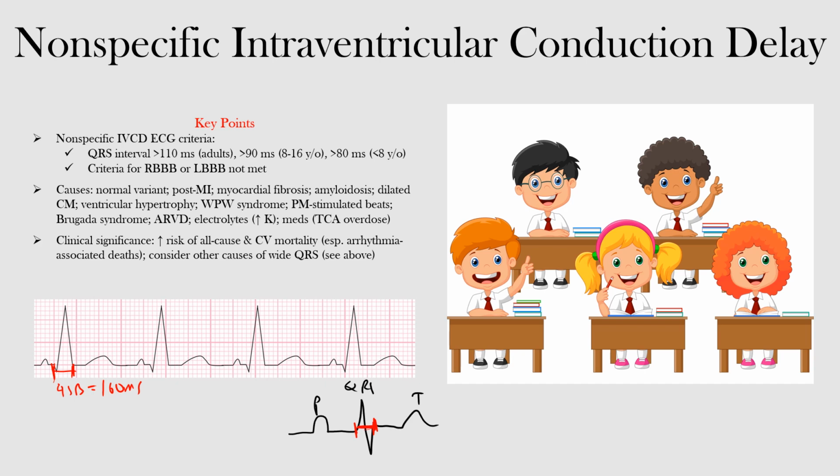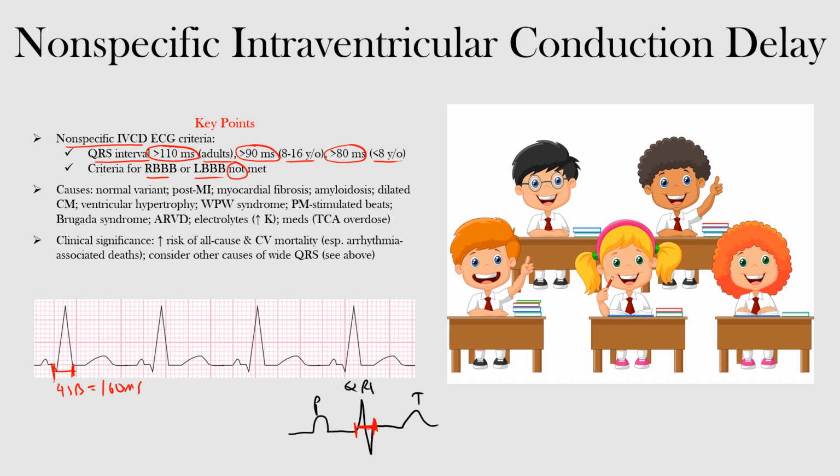All right, let's briefly review what we discussed before we end here. So again, nonspecific intraventricular conduction delay: what you're looking for is pretty much a wide QRS complex. Notice that it varies in adults, children 8 to 16, and children less than 8 years old. For adults, we're looking for greater than 110 milliseconds. For 8 to 16 years of age, greater than 90, and for less than 8 years old, greater than 80 milliseconds. Now the criteria for right bundle branch block or left bundle branch block must not be met.